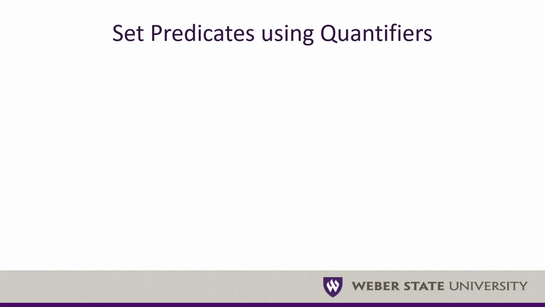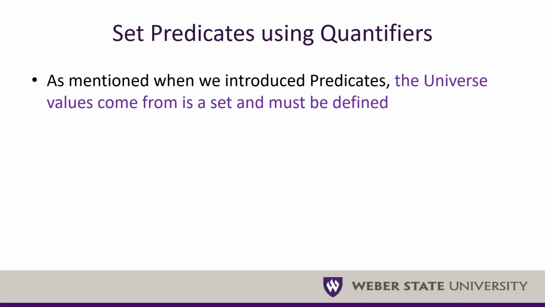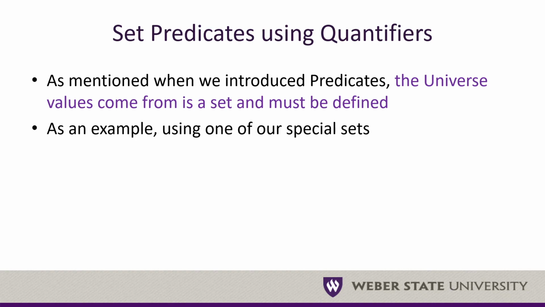When it comes to sets, we can use quantifiers. Our universe in and of itself is a set, so it's the set that our values come from. And using our special sets, we've seen this before. For every x element of the set of z, what's z? The last element of the alphabet? Integers. Yeah, here it happens to be integers. We would say that x cubed is greater than or equal to x.